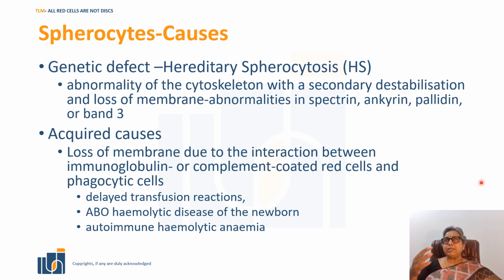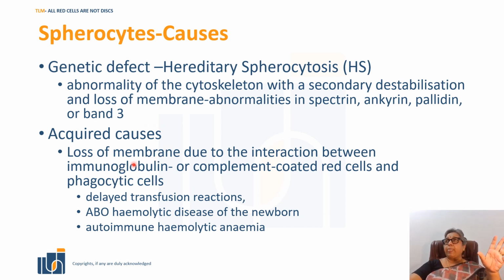Now one should understand that abnormalities in these proteins that make up the cytoskeleton give rise to various types of abnormalities in shape in the red cell. So in the case of spherocytes, it's again an abnormality in either spectrin, ankyrin, pallidin or band 3. It can only be at different points.